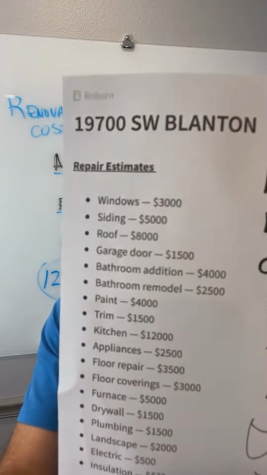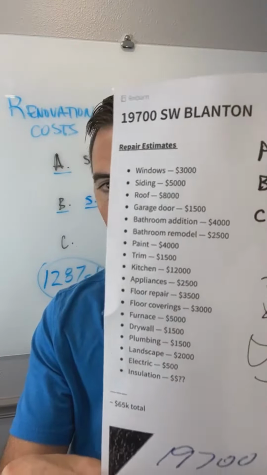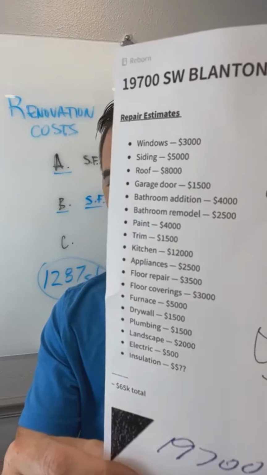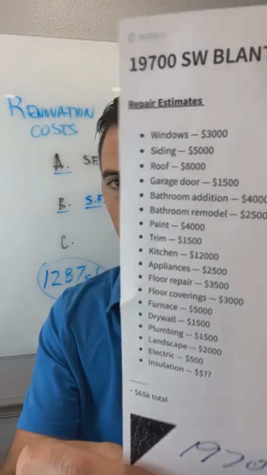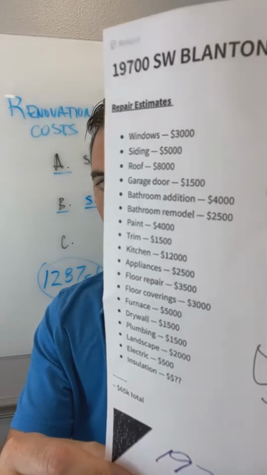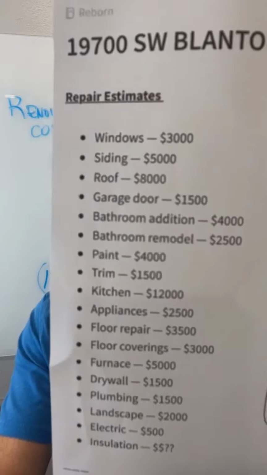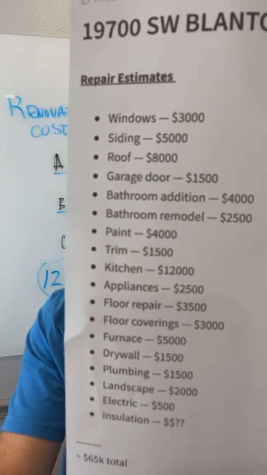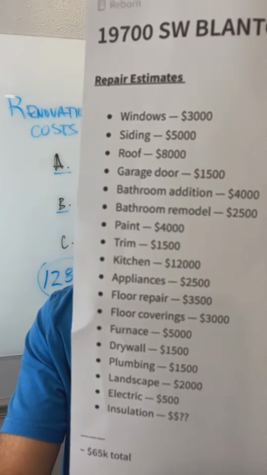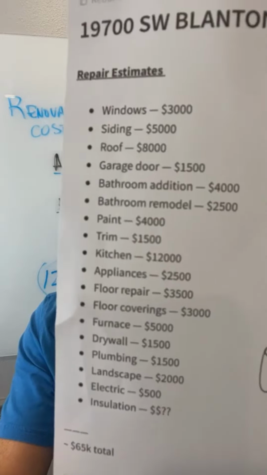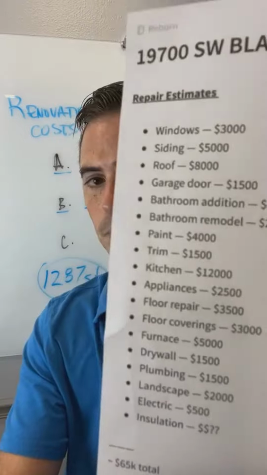This is the list that I made on Evernote. I just walked through this with my dad, and I said, hey, let's walk through this thing together and figure out what our numbers are going to be. So I've got windows, siding, a new roof, garage door. This is what I would say is B grade, right? Bathroom addition, you might have that on a B grade. The bathroom remodel, the other bathroom, we've got to fix that thing up.